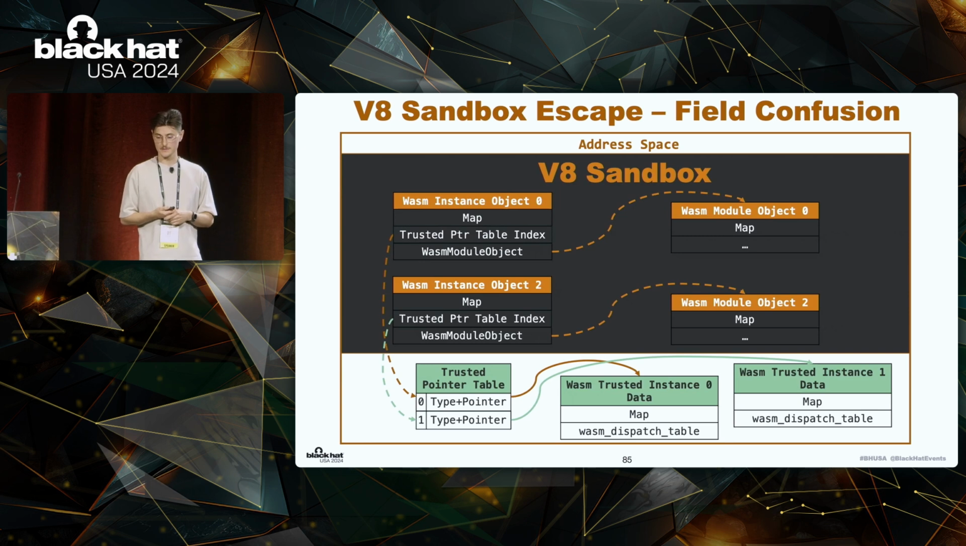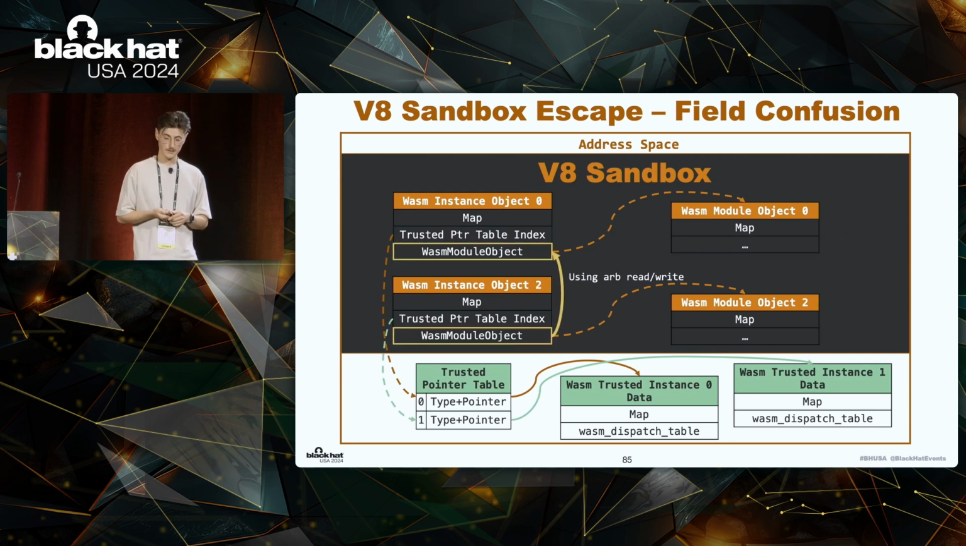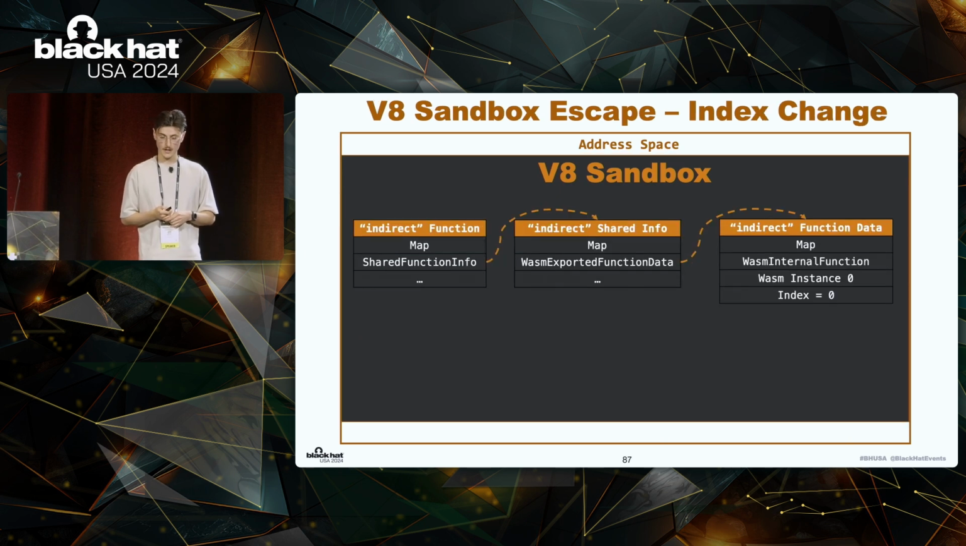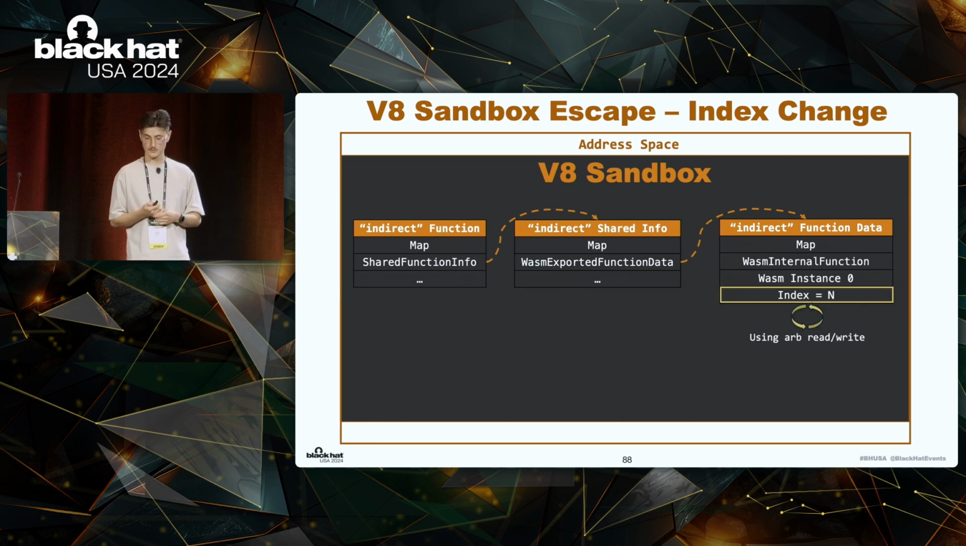So now step 2 is to confuse some fields inside the sandbox. The first field we're going to confuse is the WebAssembly module object. Using our arbitrary read-write primitives, we're going to put the module object 2 inside the instance object 0. It would look like that. And the other field that we're going to confuse is the index of the export function. In its function data here, we're going to replace its index, which was 0, by n, which is the index of the last function inside the module 2.